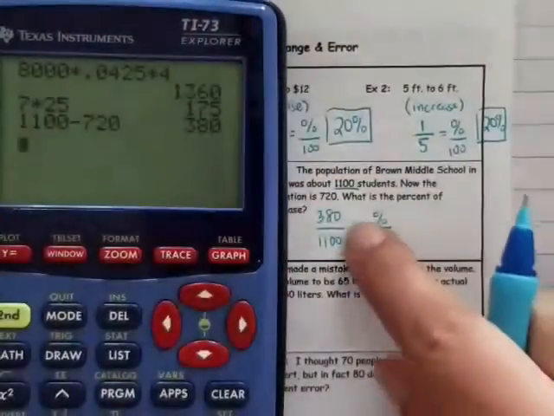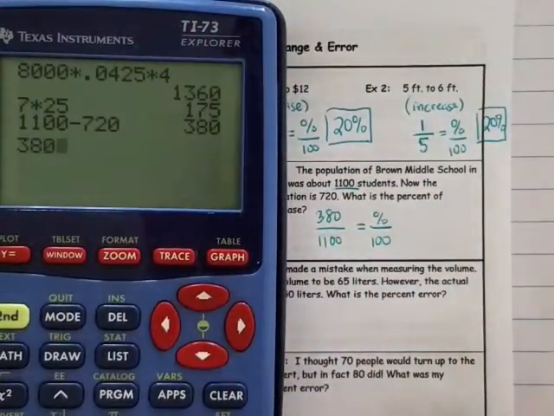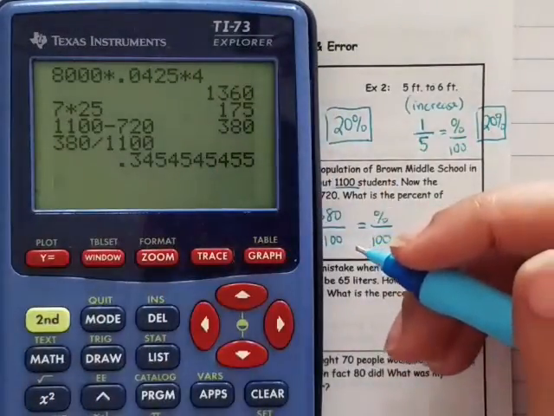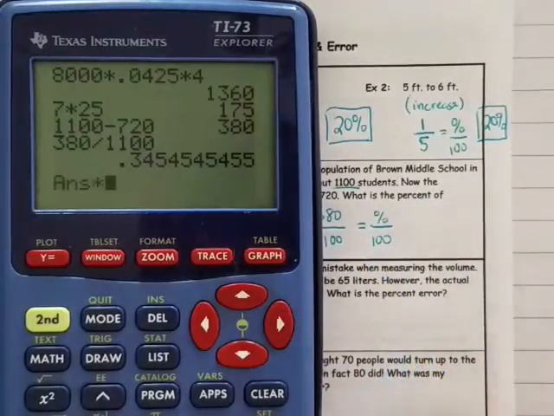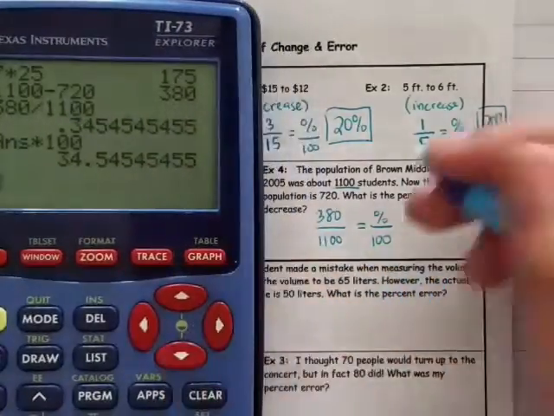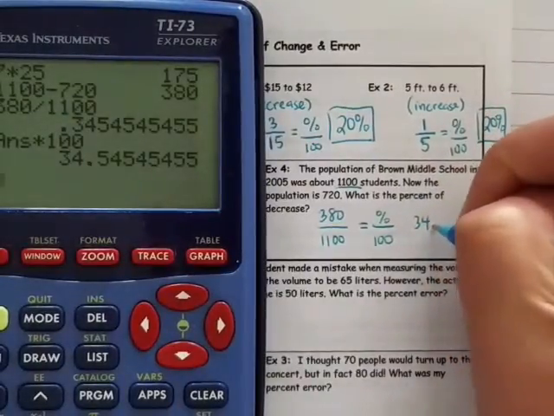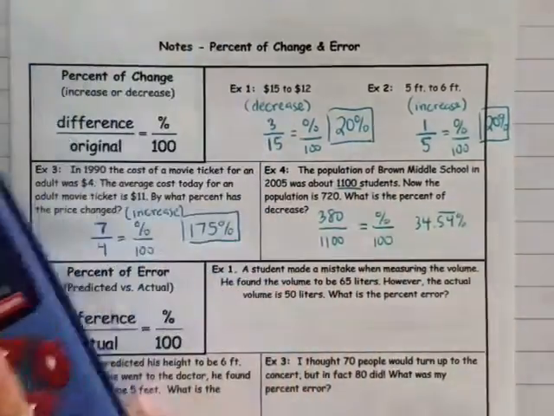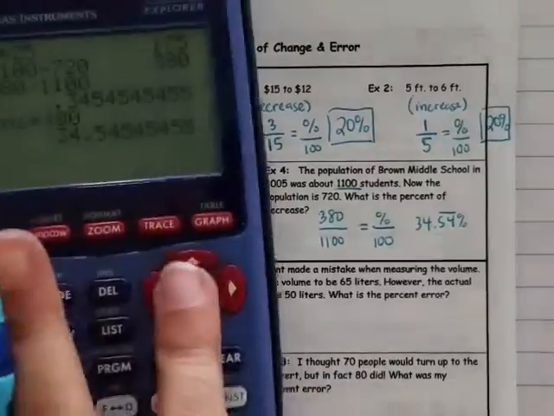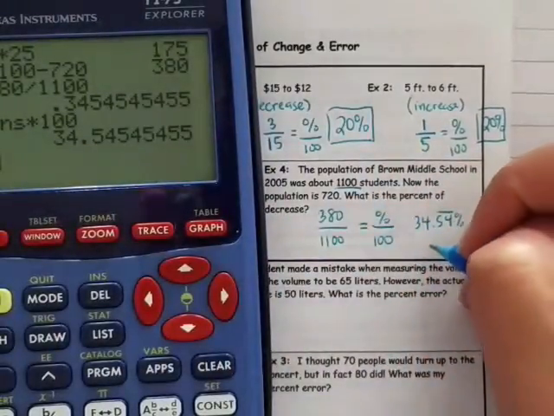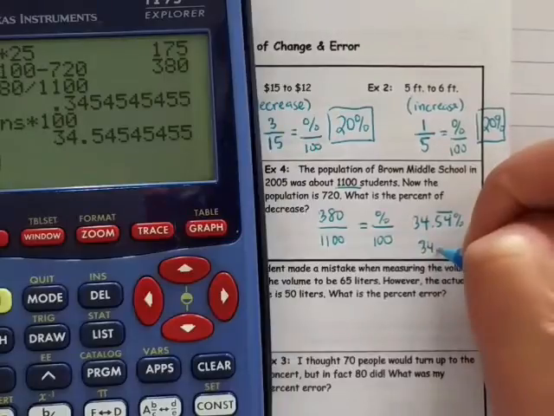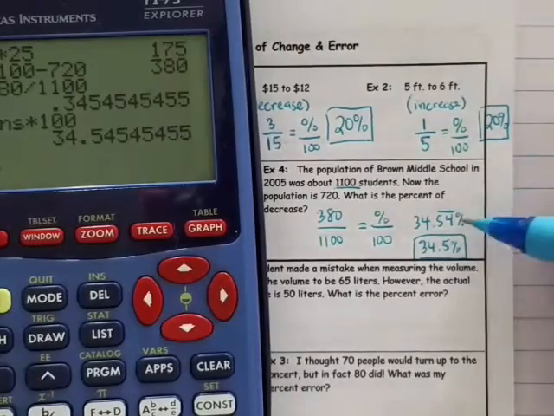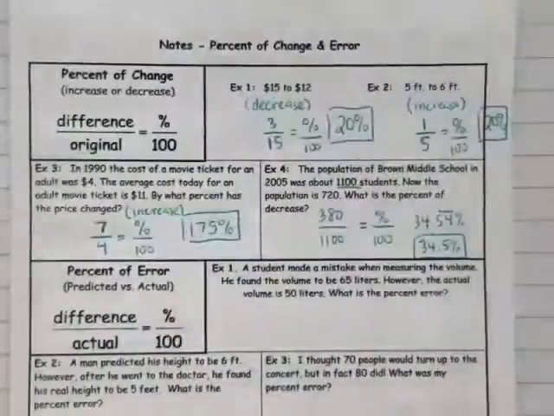So 380 divided by 1100 gives me 0.34545454, and so on, and then multiply by 100. So I get 34.54 repeating percent. I don't know if it tells us to round to the nearest anything, so let's just round to the tenths, just to make it a little bit nicer. Okay, because it didn't say anything, either of those answers is fine. All right, so that's percent change.